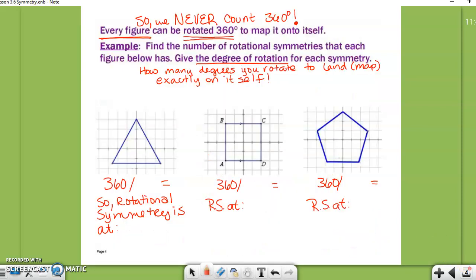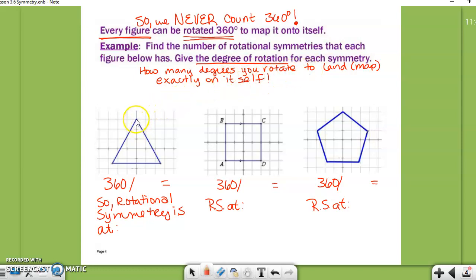Let's look at a few more examples. So we never count the 360 degrees. We're going to find the number of rotational symmetries that each figure below has. We're going to give the degree of rotation for each symmetry. So in other words, how many degrees you rotate to land exactly on itself.